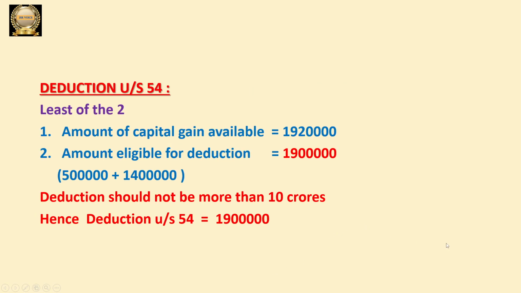So we calculated indexed cost of acquisition 8,70,000, and this is deduction under section 54. Okay, we followed these rules and we have given deduction under section 54, 19 lakh rupees. At the end we got income from capital gain 20,000 rupees. This is the complete solution for this problem.